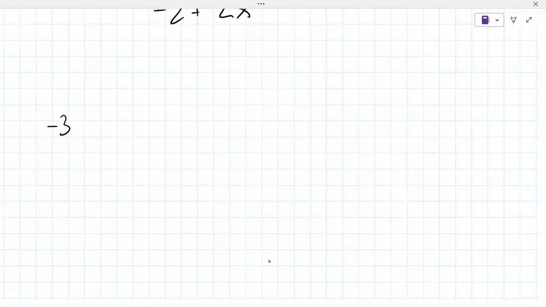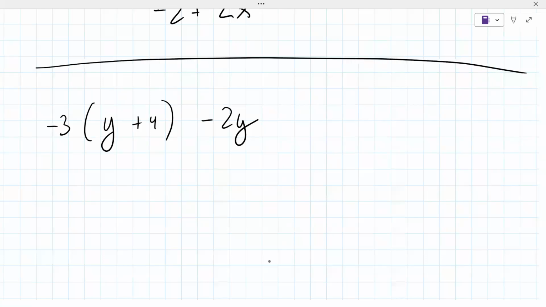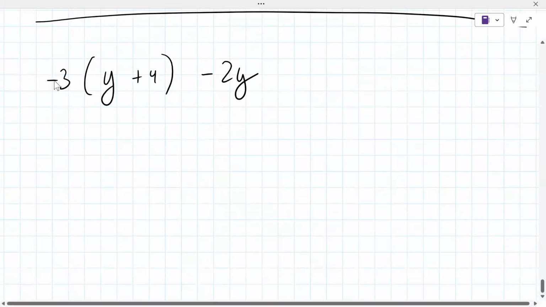Let's say it's -3 times y plus 4 minus 2y. Okay, so in this problem here, I'd like you to distribute that -3 into the parentheses here, and then you'll be able to combine it with the minus 2y.